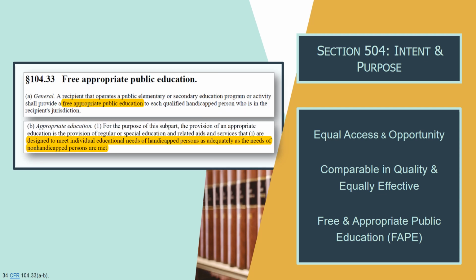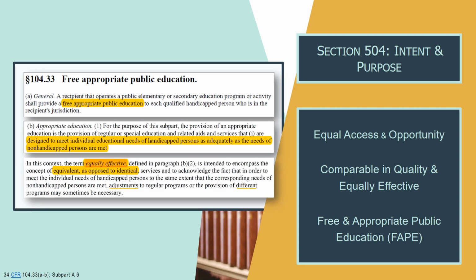Section 504 requires that students with disabilities have access to a free and appropriate public education. This is known as FAPE. An appropriate education under Section 504 is one where supports are designed to meet the individual education needs of the student with a disability as adequately as the needs of students without disabilities. The supports under Section 504 should be equally effective or equivalent, but not necessarily identical. An appropriate education is one that allows for adjustments or different programs to support the needs of students with disabilities.